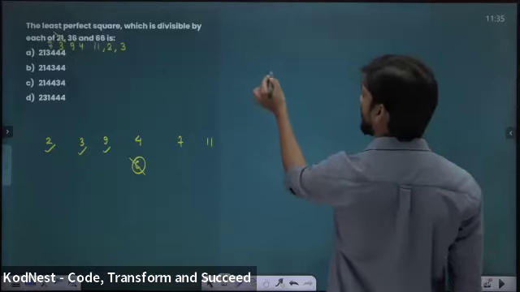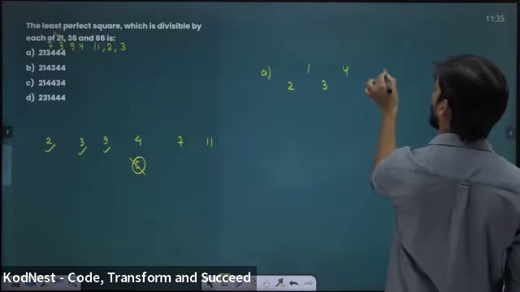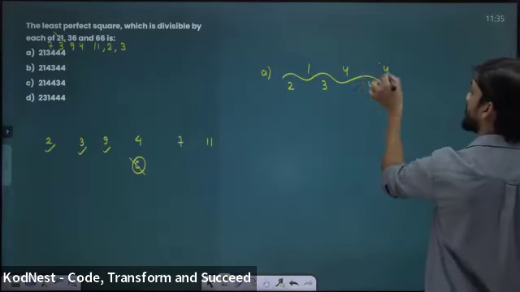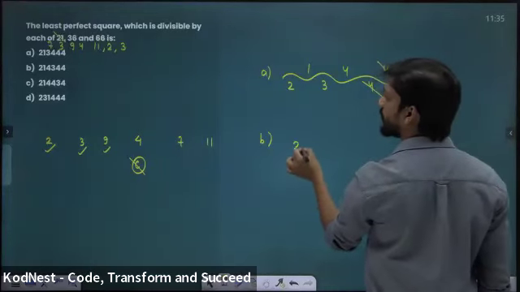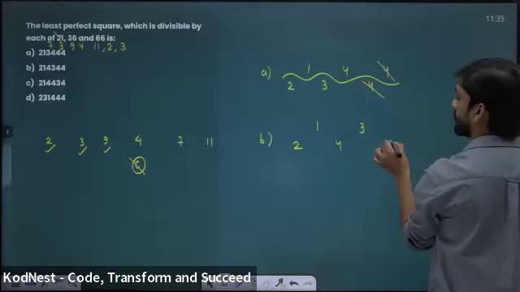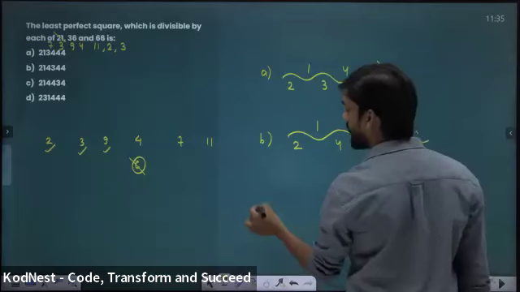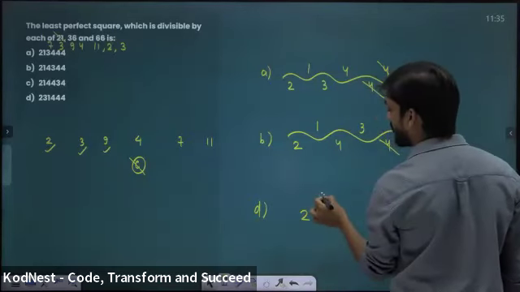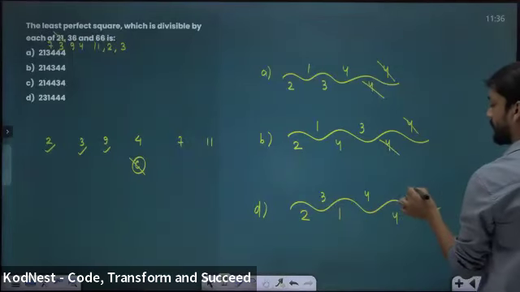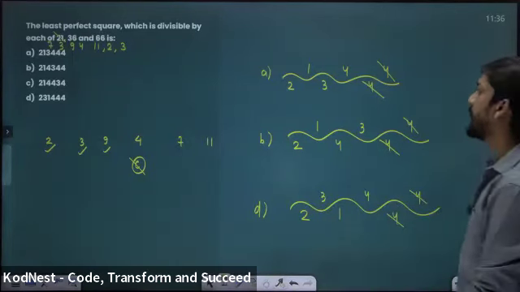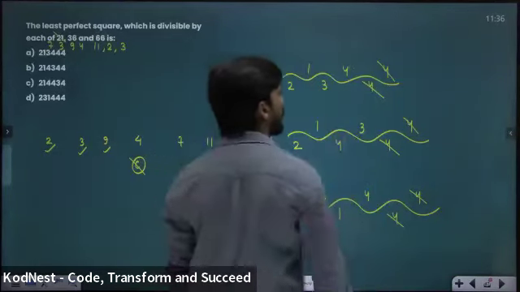Okay, B and D option you are saying. 2, 1, 3, 4, 4. Same value can be cancelled. Check please, divisible or not. B option 2, 1, 4, 3, 4. Same value can be cancelled, top and bottom. D option is 2, 3, 1, 4. Same value can be cancelled. Okay, 4 plus 1, 5, 3 plus 2, 5. Same value on the top, same value on the bottom. Yes.